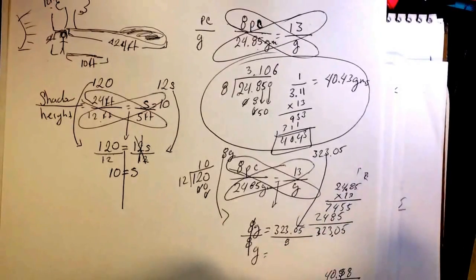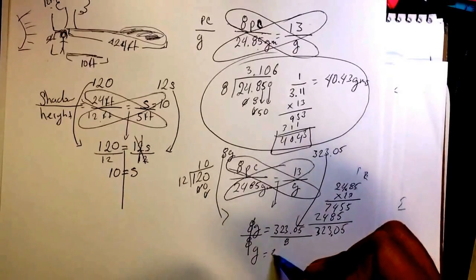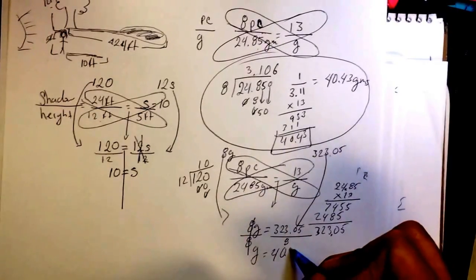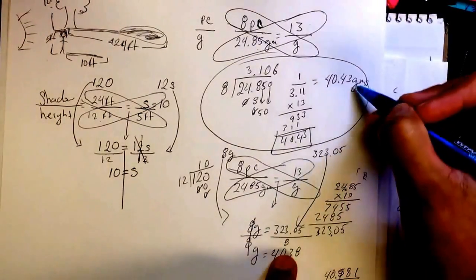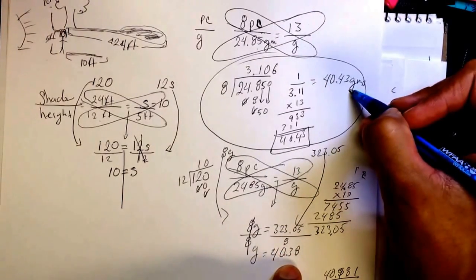If we can stop right there, it'll be 1, so we can round it up to the nearest hundredth. If we end up with 40 and what? 38 hundredths. Is that the same answer as that one? No. Why? Because you rounded up.